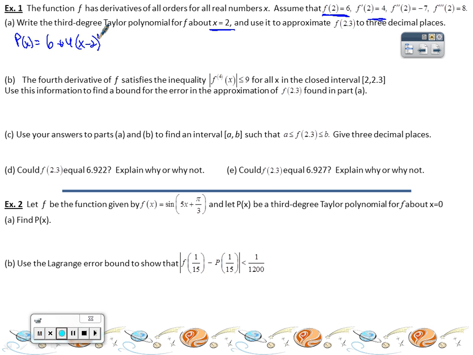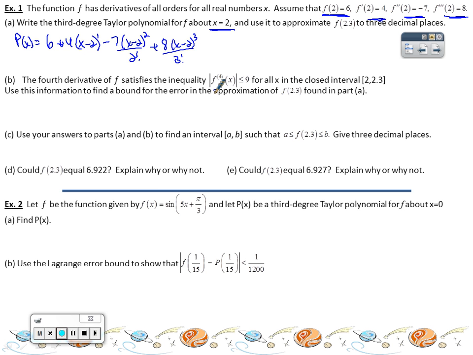Our second derivative value at 2 is negative 7. So we have minus 7 times x minus 2 squared over 2 factorial. And our third derivative value at 2 is 8. So plus 8 times x minus 2 cubed over 3 factorial. No need to simplify. That will be fine leaving it like that. You don't have to simplify. So that will give us our Taylor polynomial.